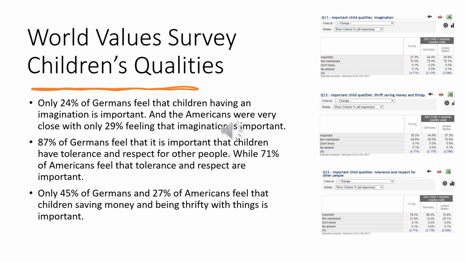When it comes to tolerance and respect for other people, 87% of the Germans felt like that was important, while only 71% of the Americans felt that tolerance and respect was important. Again, there was not a very big gap there. It was very close in numbers. So both countries feel that it is important to have tolerance and respect for other people.